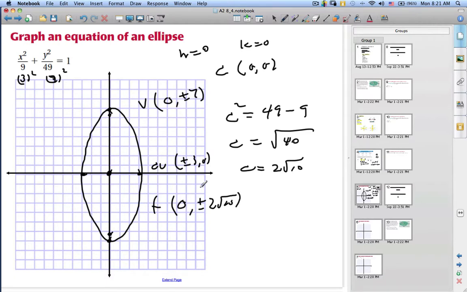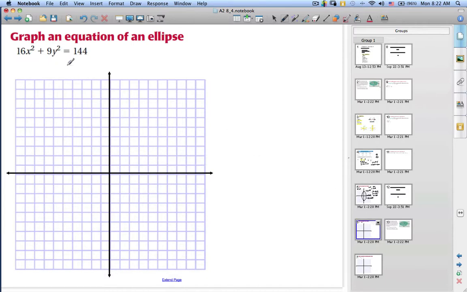Okay? So that's going through the process. And remember, a was the distance from the center to the vertex. b was the distance from the center to the co-vertices. And c was the distance from the center to the foci. Okay, so again, we may get some of these that are in slightly the wrong form.